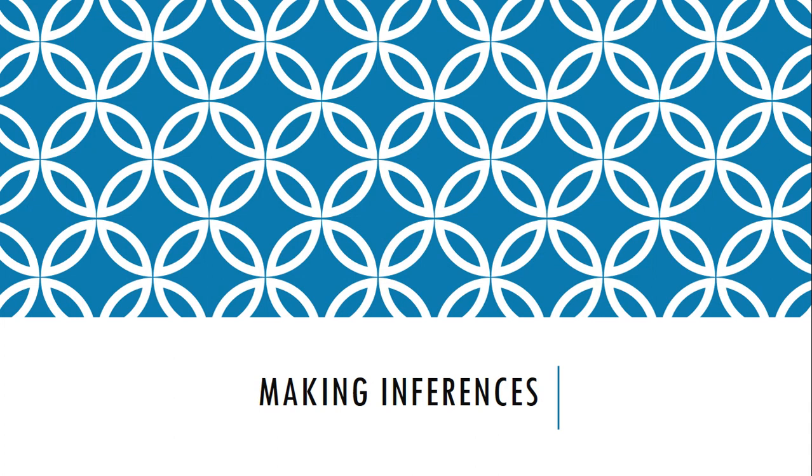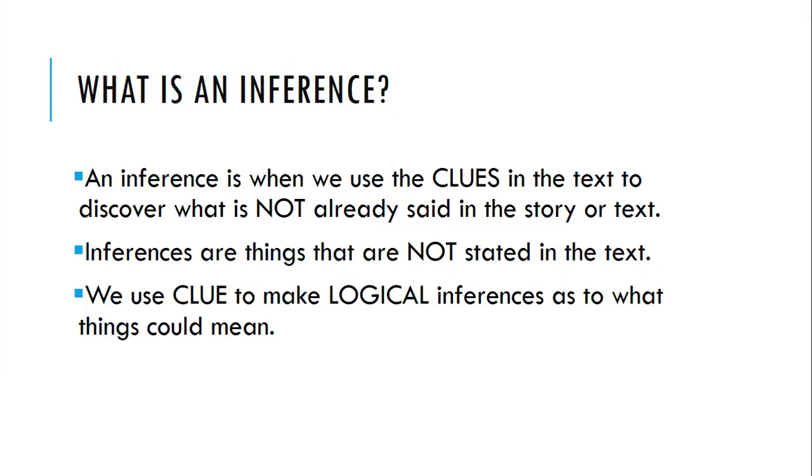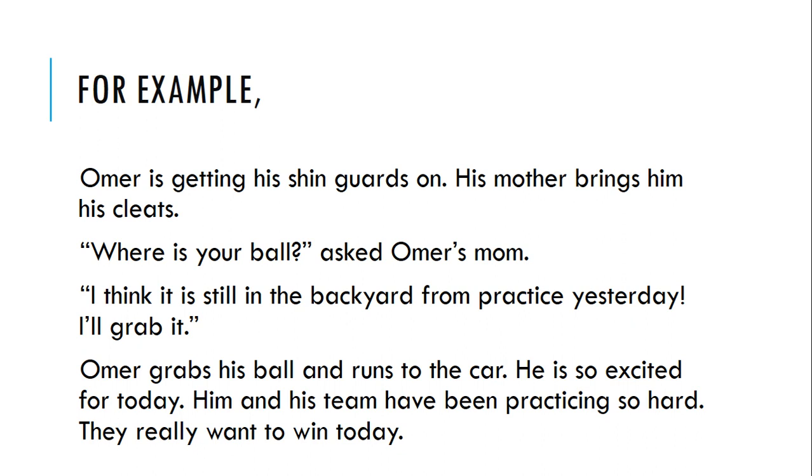Right, this week in English, we are talking about making inferences. Basically, inferencing is when you use clues in the text to discover what is not already said in the story or text, okay? So it's a little bit like predicting, because you use clues in the text to think about what happens next. This is kind of looking at what things could mean in the text, okay? So we're thinking a little bit deeper about some of the different things that are happening. So let's start with this one and do some practice.